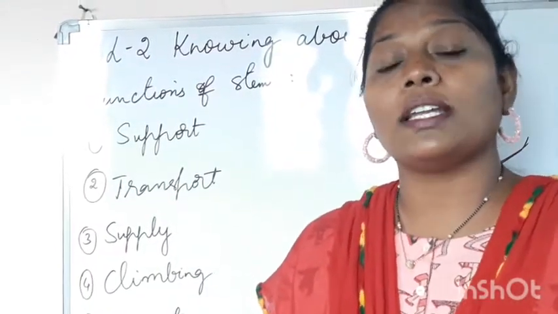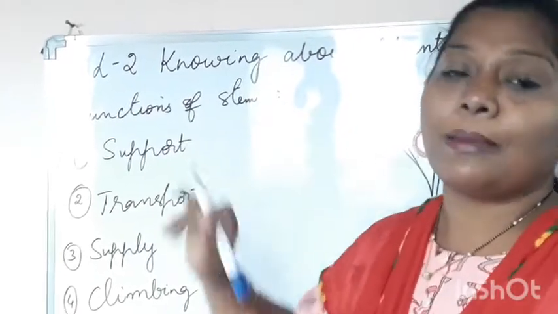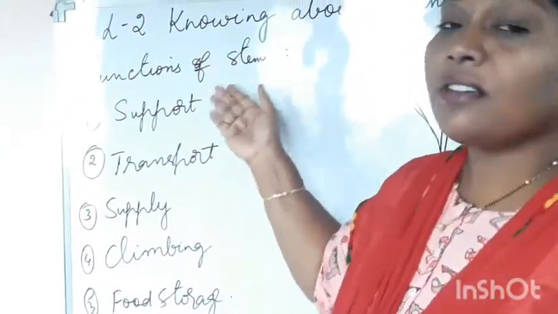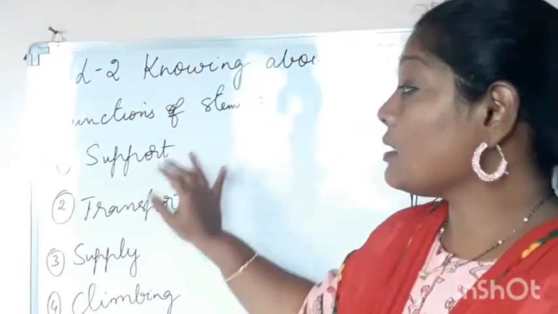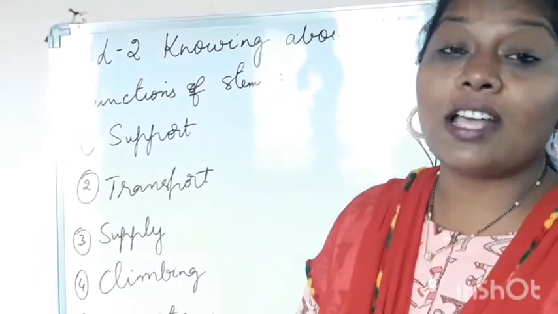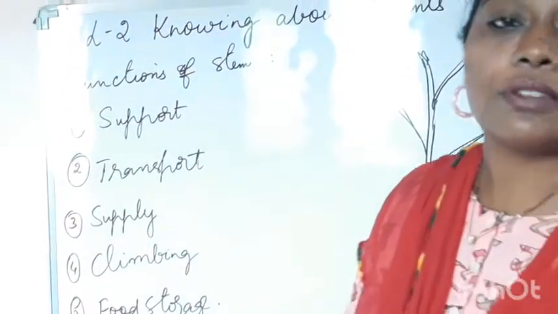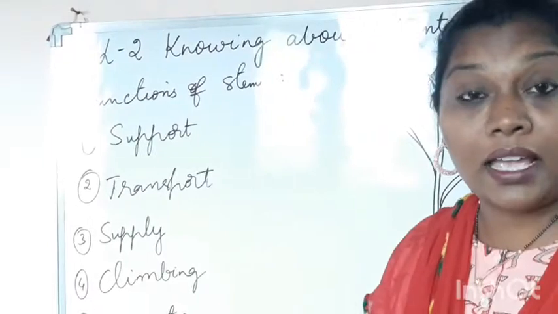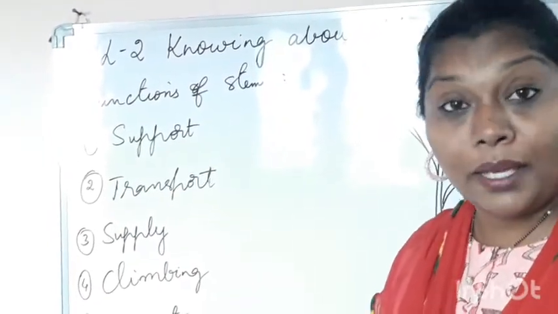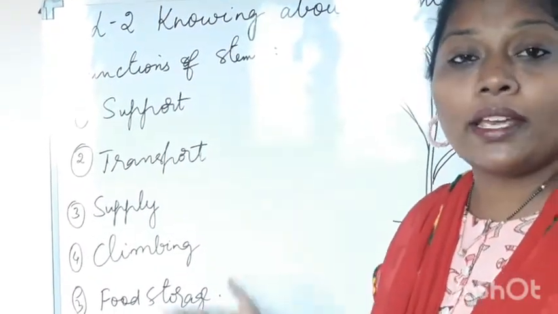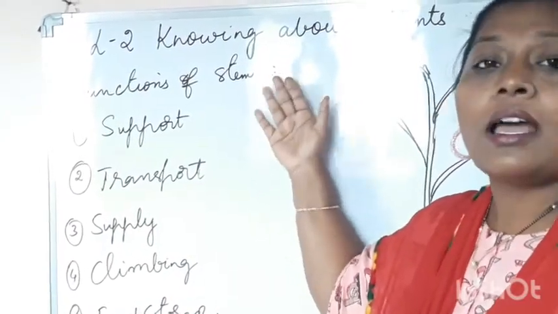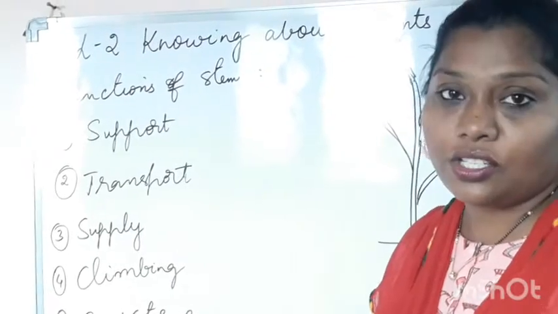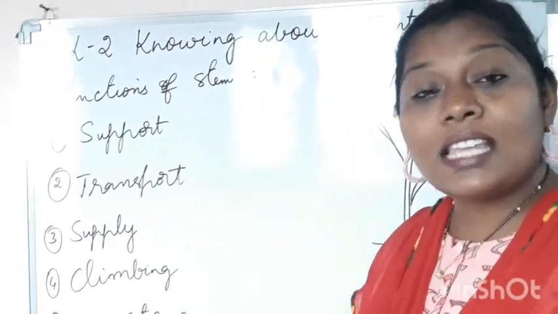The stem is another important part of the plant. What are the functions of the stem? The stem gives support to the plant. What does the stem give, children? Support. It also helps in transportation of the food materials prepared in the leaves to other body parts. Next, it helps in supply. It also helps in climbing, and in storage of food. So the functions of the stem are support, transport, supply, climbing and food storage. All these functions are done by the stem of the plants.